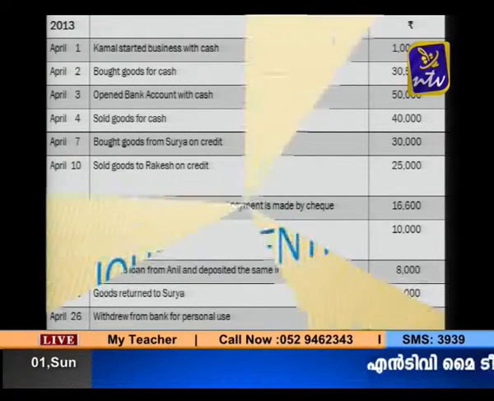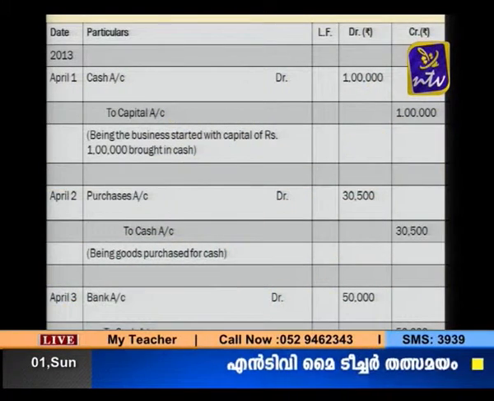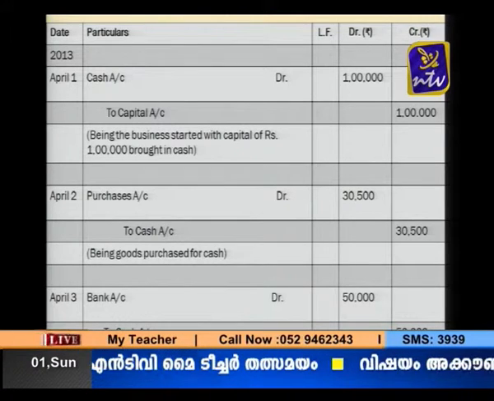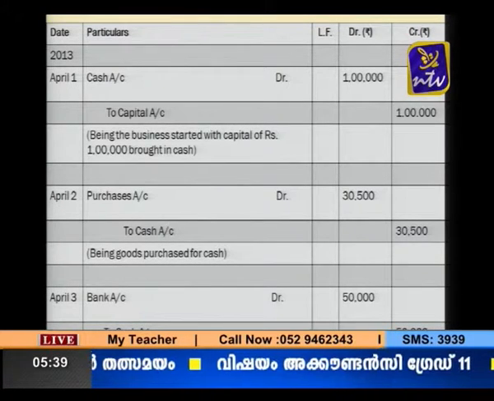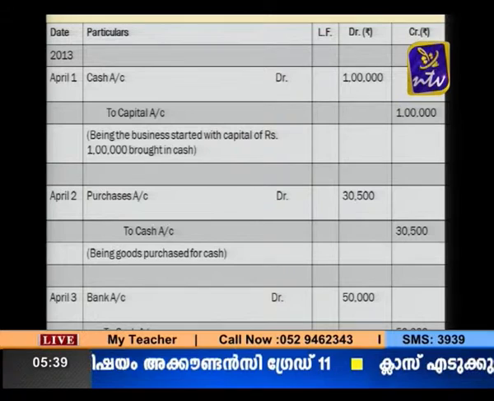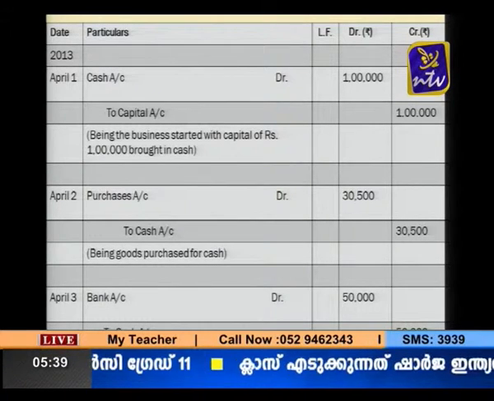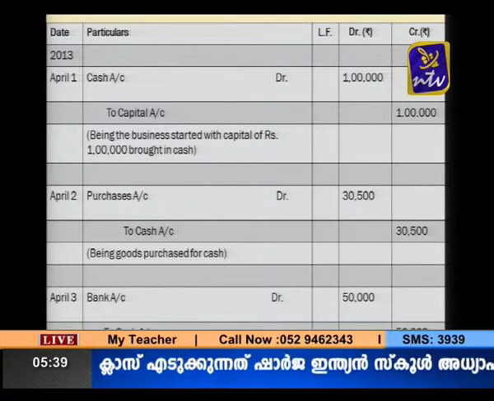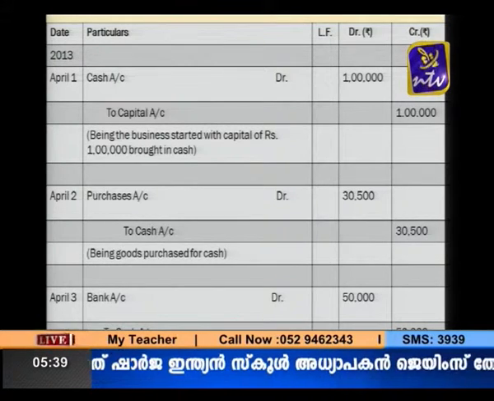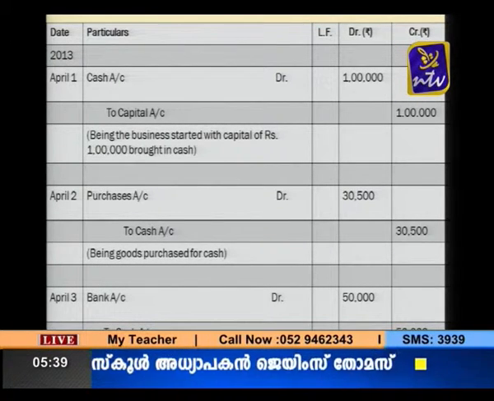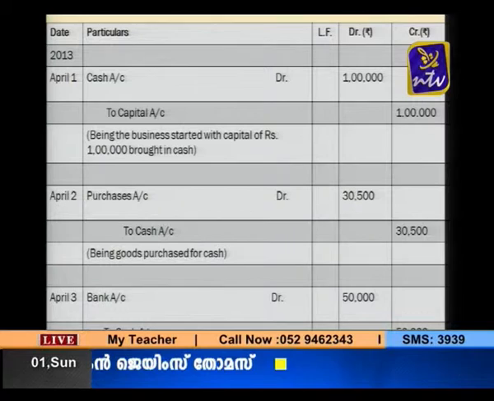Now listen, this is what is called a transaction, and we are applying the rules for debit and credit, and all these transactions we are putting through a journal. So debiting one account and crediting another account, done through a book, is called journal.